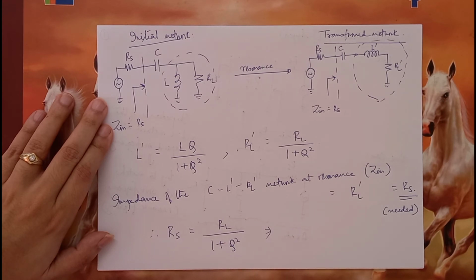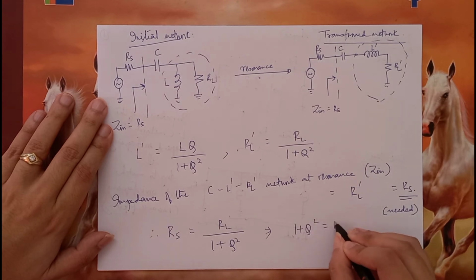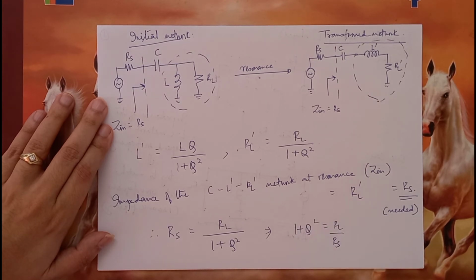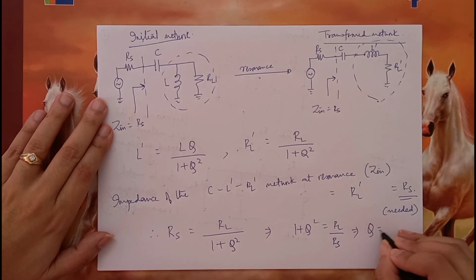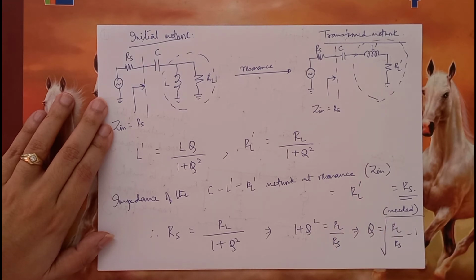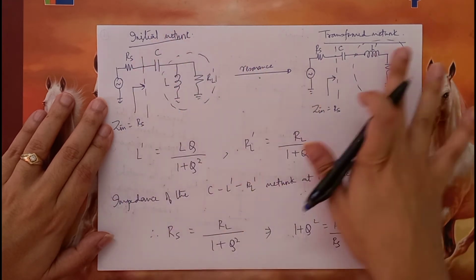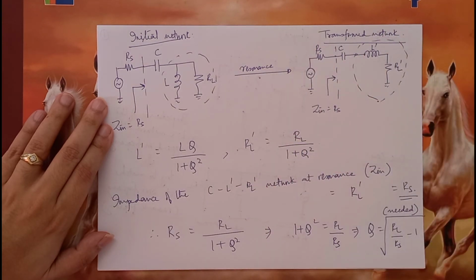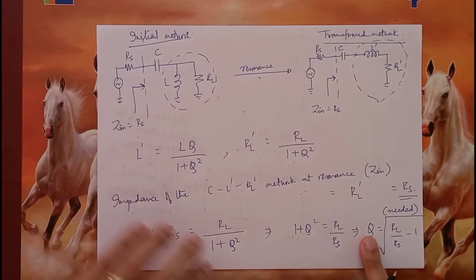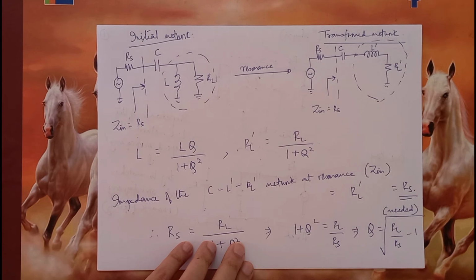So therefore, Rs is equal to RL divided by 1 plus Q square, which means if you want the Q of the circuit, it has to be something like the whole root of this. So that means the Q of this RLC network must be this quantity. And we know that Q must always be a positive real quantity. So therefore, for this root to exist and be a real quantity, RL must always be greater than RS.